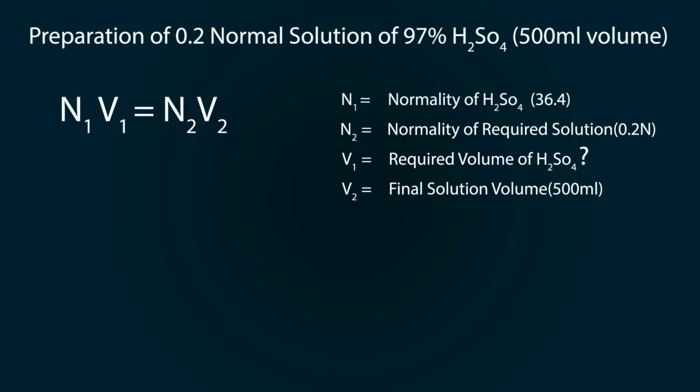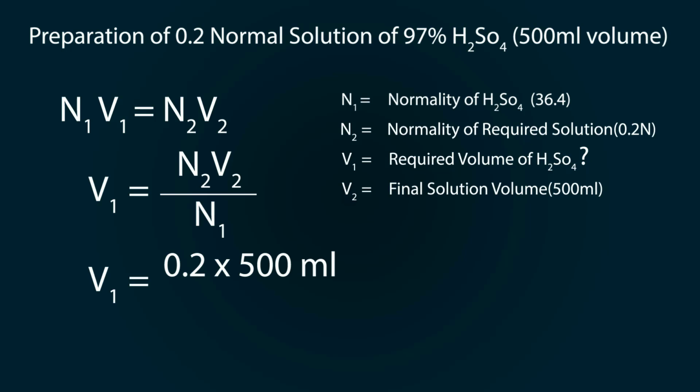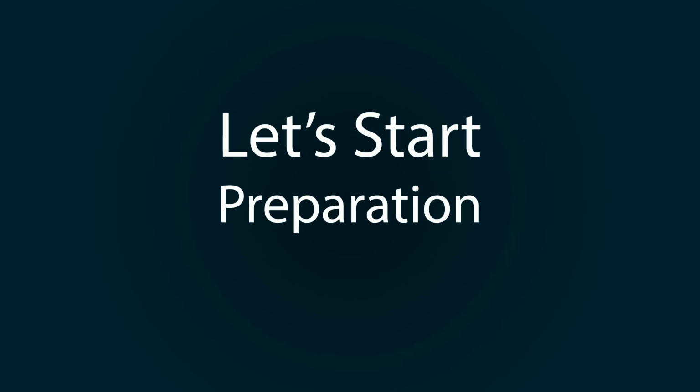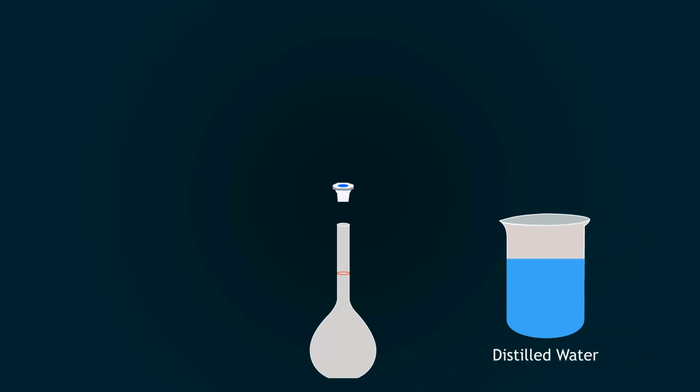So let's start our calculations by V1 is equal to N2V2 divided by N1. By putting values, we get 0.2 multiplied by 500 divided by 36.4 and we get our volume as 2.75 milliliters. Let's start our preparations. To do that, you will have to take a measuring flask. Now put some distilled water into the measuring flask with the help of a funnel.